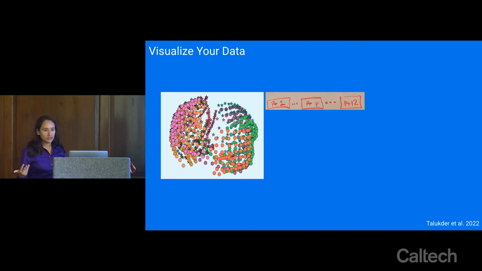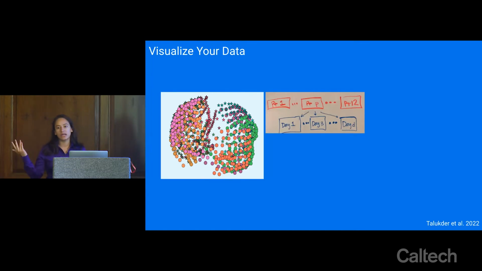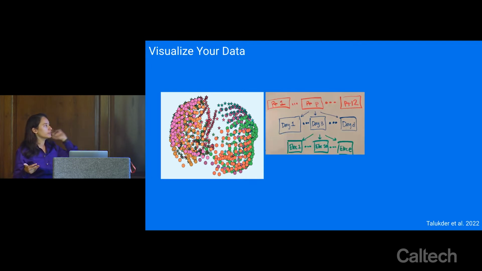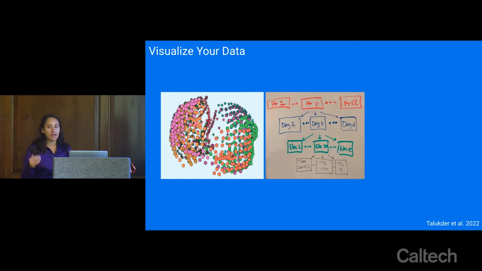Now for each patient, you may have many different days of recording. So you'll have day 1 all the way up to day D, and sometimes that goes up to like 7 days worth of recording. For each day, you're going to have an order of 100 electrodes for each patient. So you're going to go all the way from electrode 1 through like 50, all the way to electrode E. And then for each individual electrode, you're going to have multiple time series instances for every single electrode. So you're looking at a huge amount of data.